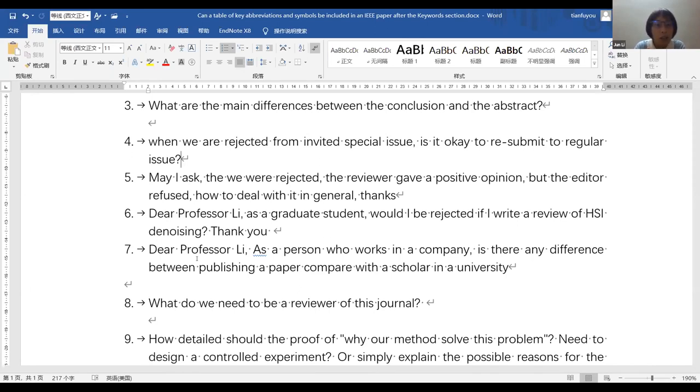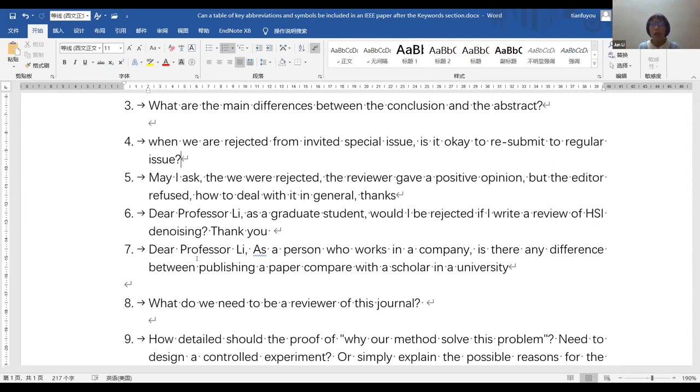The sixth: dear Professor Lee, as a graduate student, would I be rejected if I write a review of Habsburg Denoise? Thank you. I don't think it's going to be rejected. In the end, it depends on the quality of the paper. If it is a good review paper, then it is going to be reviewed. Habsburg Denoise is definitely inside the scope. If there's no plagiarism and the writing is not terrible and is understandable, then it's going to be reviewed, and the reviewer will provide comments.